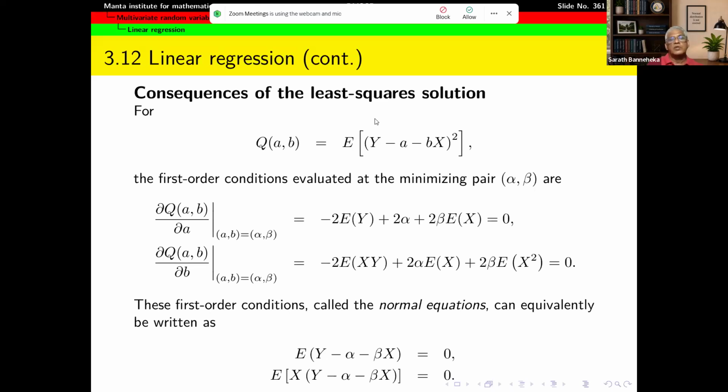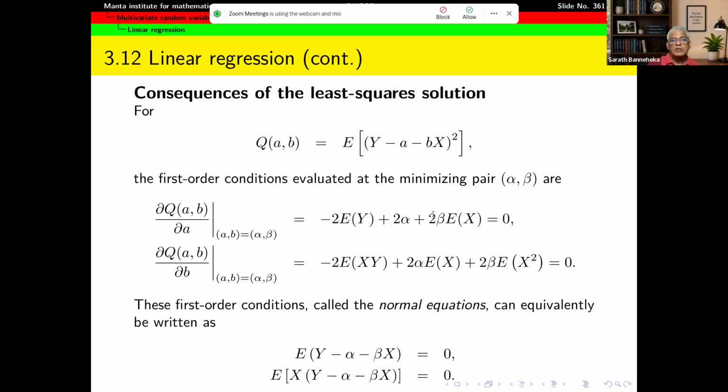So the consequences of the least squares solution we got earlier, our normal equations. These are the equations that we solved to find alpha and beta, right? So at the first derivative, when a, b is equal to alpha, beta, we get this expression in terms of alpha and beta. And similarly, the first derivative with respect to beta, evaluated at alpha and beta, will be equal to this thing. These two equations are called normal equations.